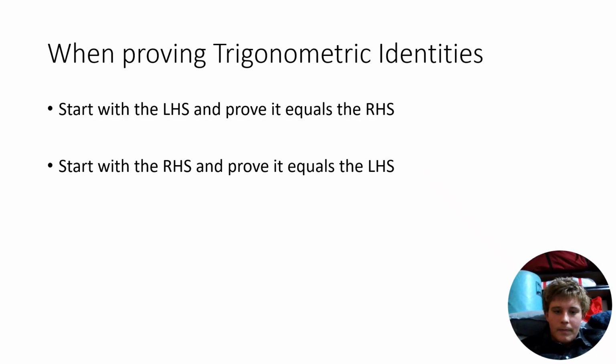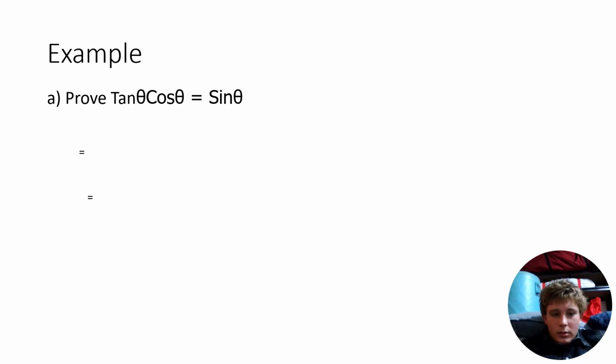They're complementary. When proving trigonometric identities, you have two options, and this is the first thing you always do. You either start with the left-hand side and prove it equals the right-hand side, or you start with the right-hand side and prove it equals the left-hand side. An example of a question you might be given: prove tan theta times cos theta equals sine theta.